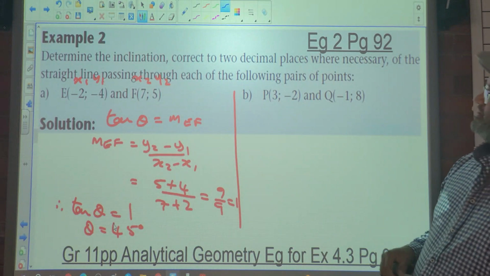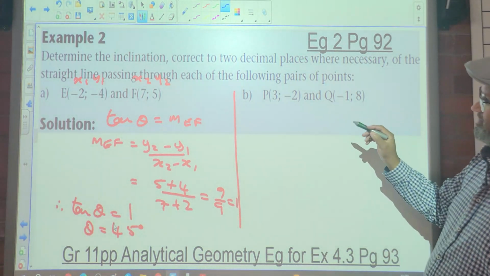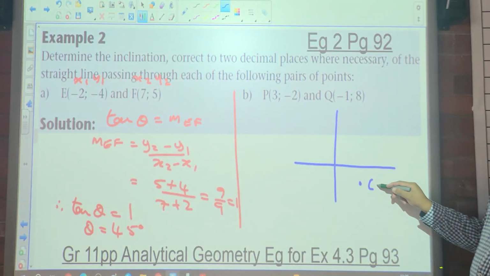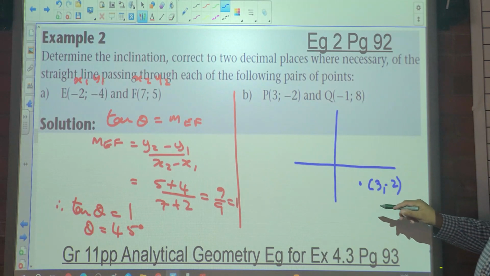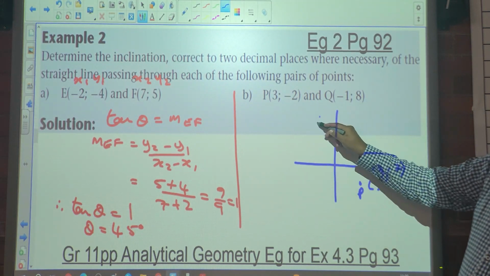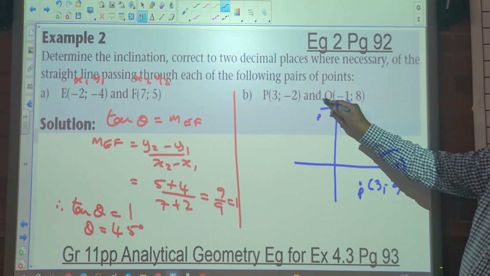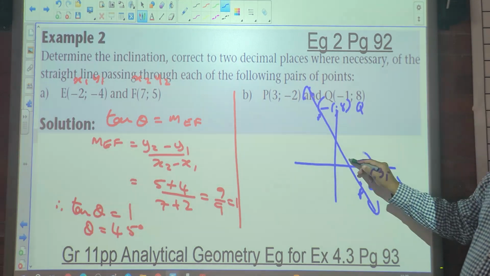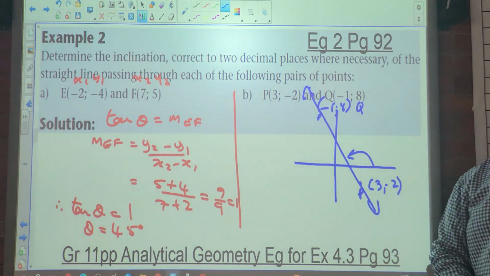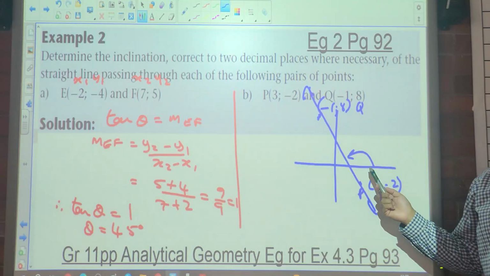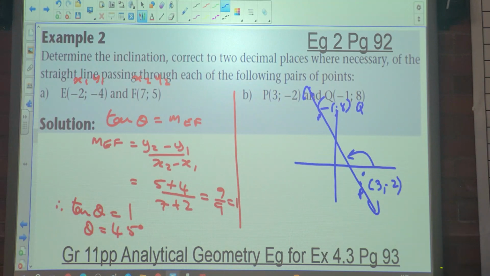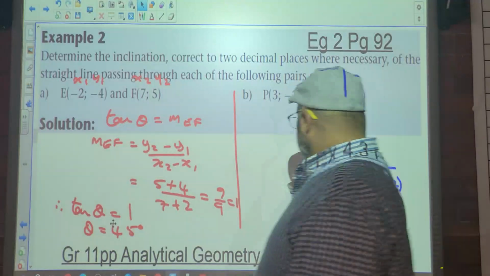Let's look at B. Again, we must work out the angle of inclination. This gives you an idea of what it looks like. P is 3 and negative 2, and your Q is negative 1 and 8. So as you can see, it's a line going through these points. Is this gradient positive or negative? Negative. Will this angle be acute or obtuse? Obtuse. Which means we're going to get the negative angle, and then what do we do? You guys understand? Right, so let's go with it.